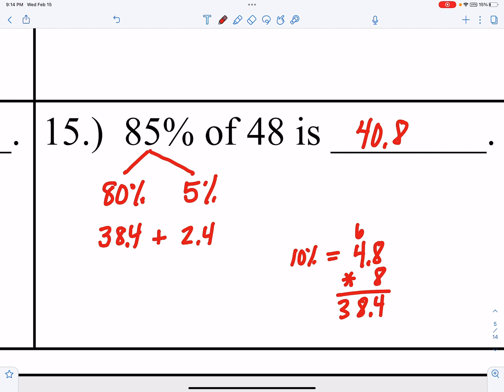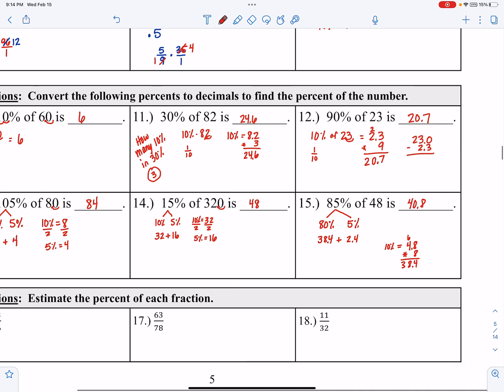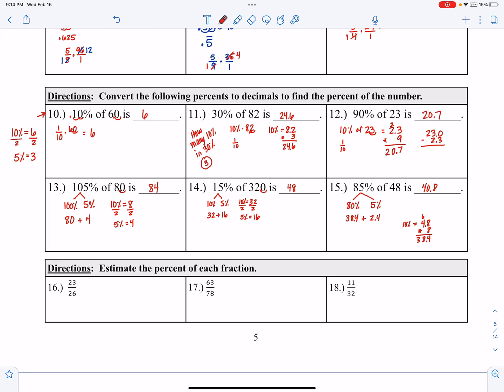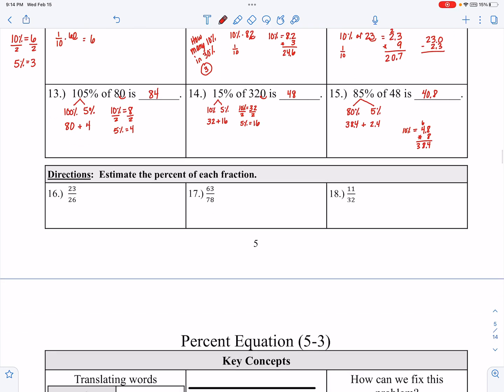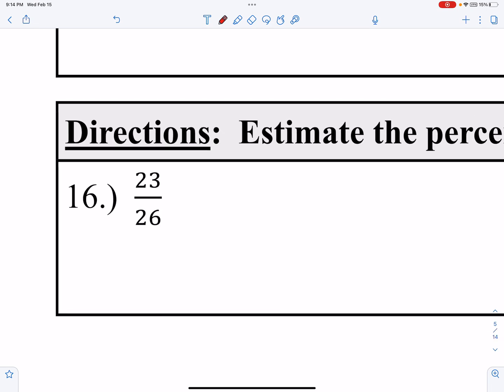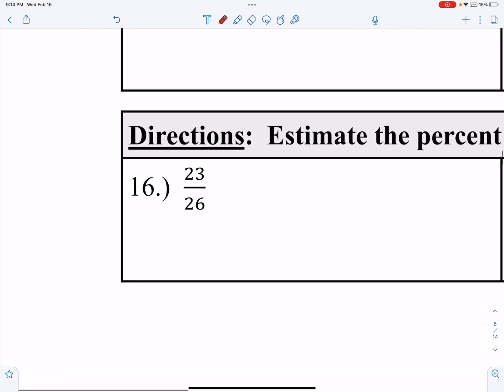Okay? And so that's your process of doing that and using that 10% to help you solve all the other nice numbers with anything related to 10% or multiples of 10, and also figuring out that 5% as well. So this bottom section, what we're going to do is estimate the percent of each fraction. Okay, so we're given a fraction and we need to change to a percent. So we have a couple ways of doing this. The biggest focus is we're going to be changing things to what are called compatible numbers.